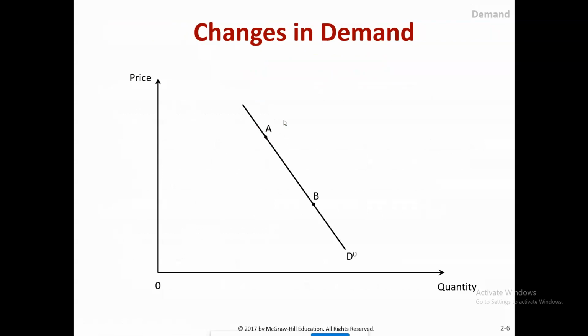So for example, from point A to point B, price decreases, therefore quantity increases. So price decrease, quantity demanded increase. Price increase from B to A, quantity demanded decrease. Only the price of the product changes, and the quantity changes. So we can find the value change on the horizontal axis, quantity change.